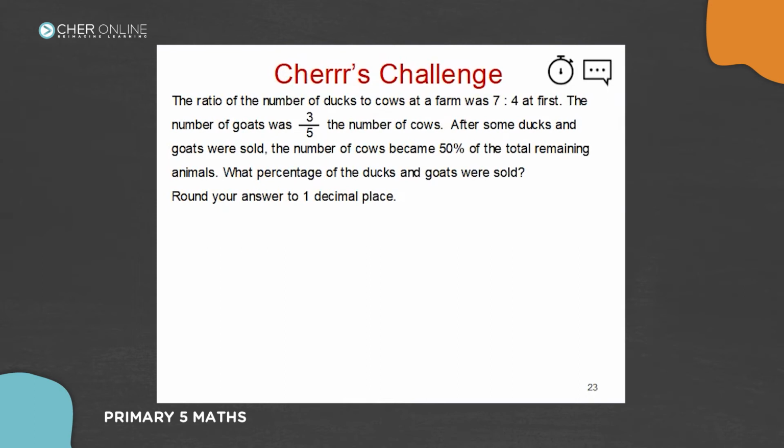Okay, ready? The ratio of the number of ducks to cows at a farm was 7:4 at first. The number of goats was 3/5 the number of cows. After some ducks and goats were sold, the number of cows became 50% of the total remainder. What percentage of the ducks and goats were sold? Round off answer to one decimal place.